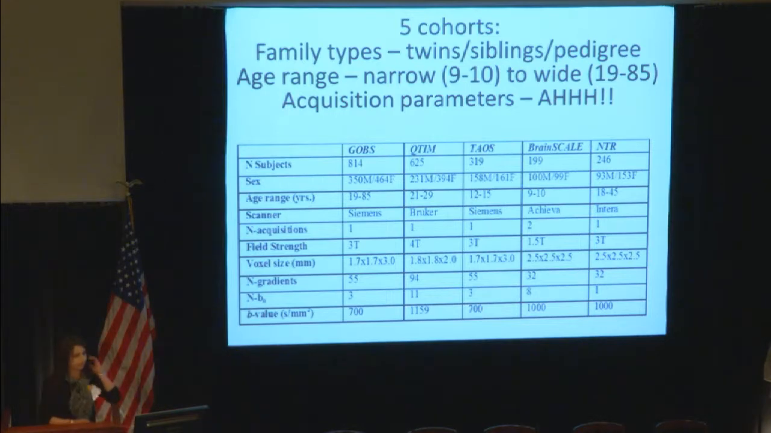So like I mentioned before, we're using 5 cohorts, and they're all over the place, and the imaging parameters are kind of scary if you've done a little bit of analysis looking at the different SNRs that associate with different voxel sizes and the number of gradients. You know that this sounds just horrific.